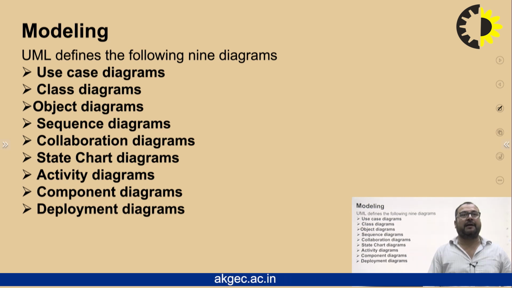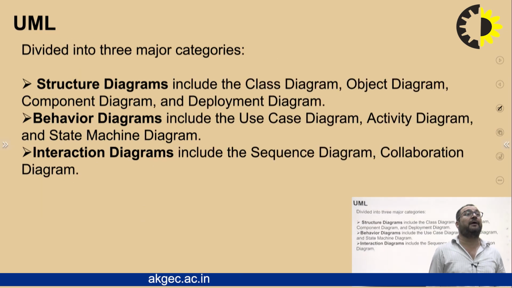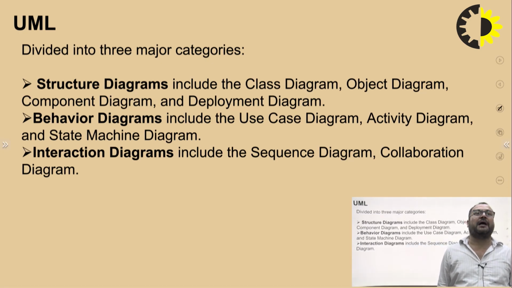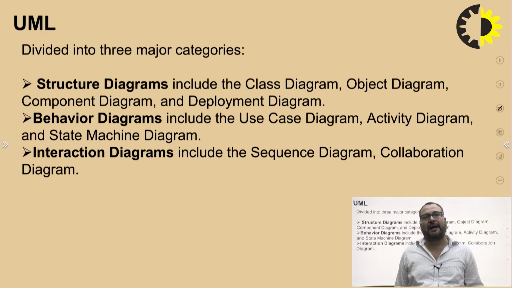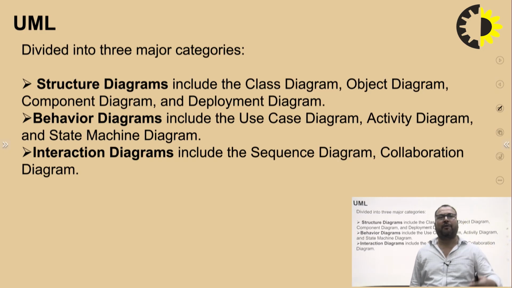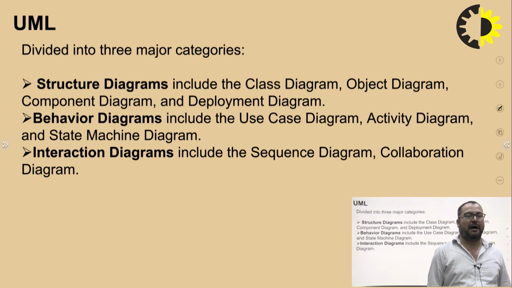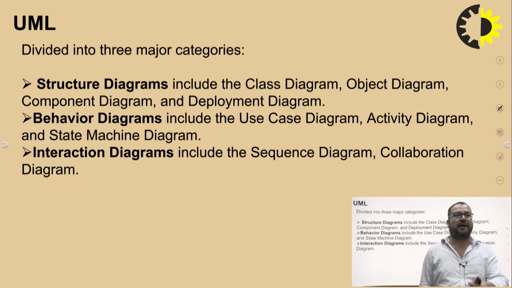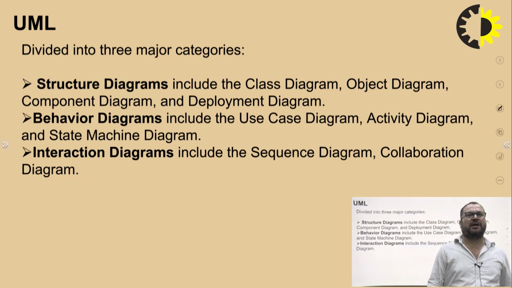UML can be categorized into 3 major categories: structure diagrams, behavioral diagrams and interaction diagrams. Structure diagrams mean structural parts, and they include the class, object, component and deployment diagrams.